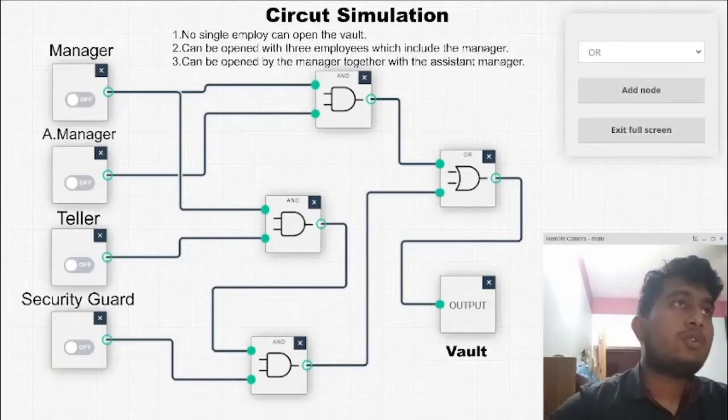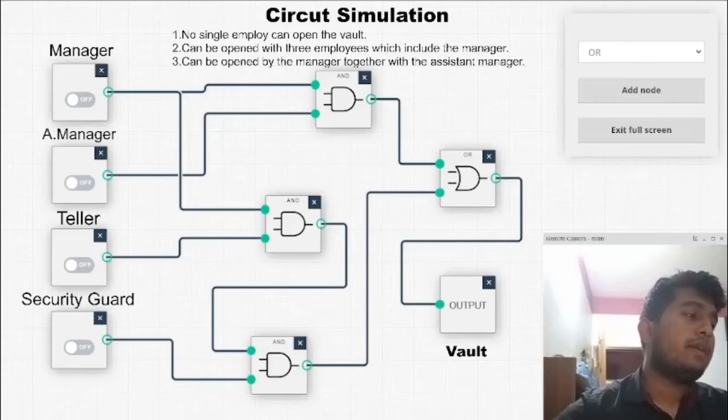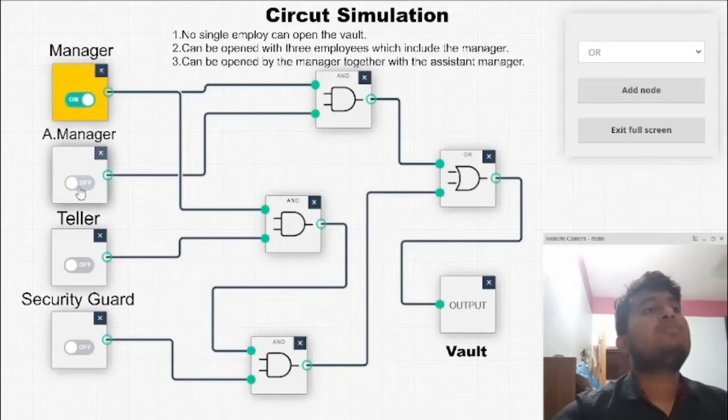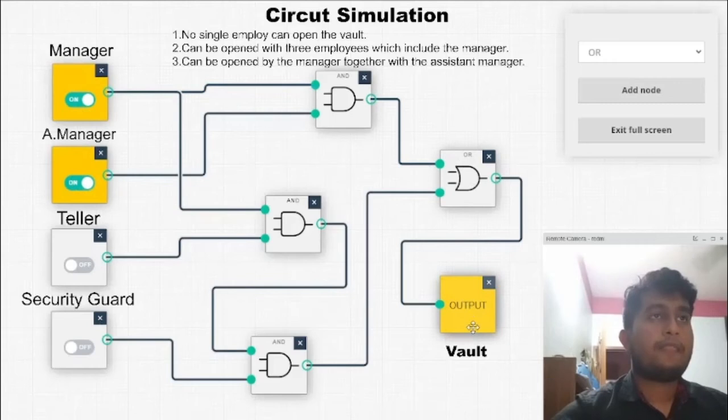Now the third condition is this vault can be opened by the manager together with the assistant manager. That means if we turn on manager and also turn on assistant manager, the vault can be opened. So this is our circuit simulation, and thank you so much.